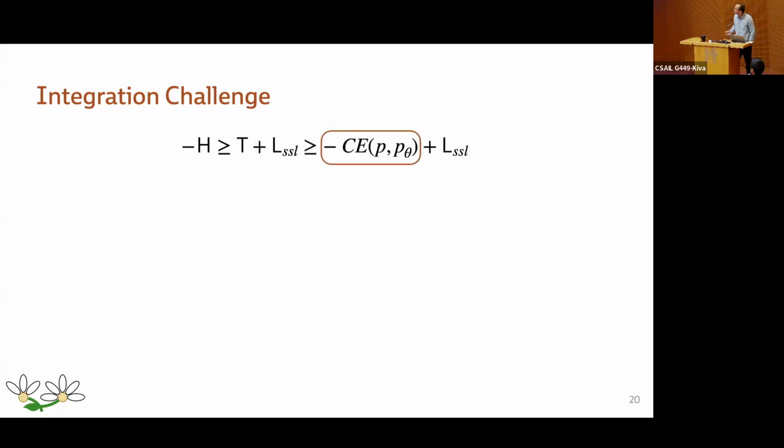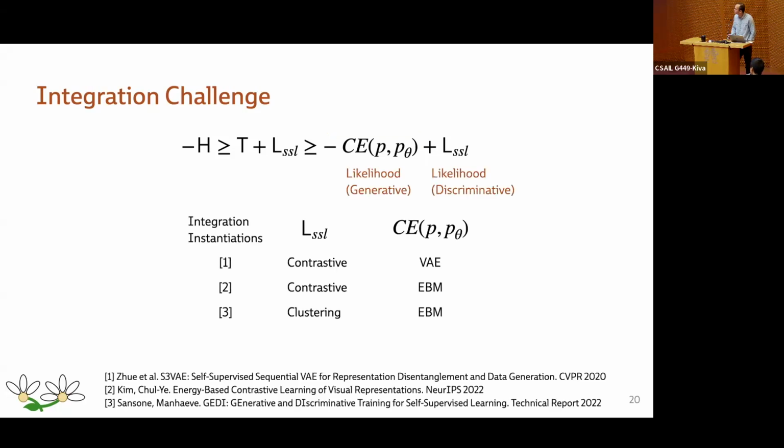Now, if we replace the top, we obtain our overall objective function, where we have a likelihood term for a generative model and a likelihood term for performing self-supervised learning. Now, this kind of framework encompasses previous solutions that people have proposed in the literature. You can see, for instance, contrastive learning approaches using VAE as a generative model, contrastive approaches using an EBM, and clustering approaches using UniBL. So these are all ways to integrate self-supervised learning approaches with generative models.